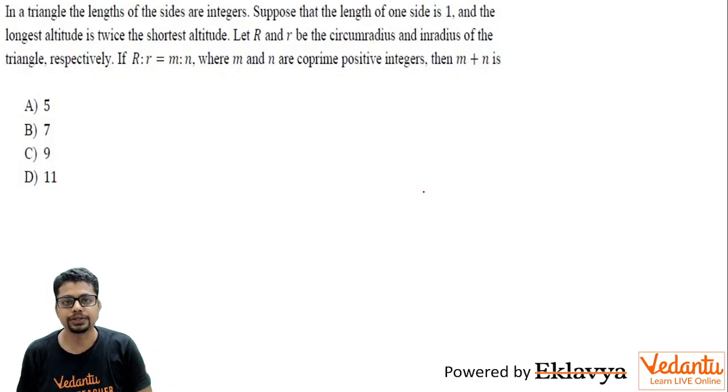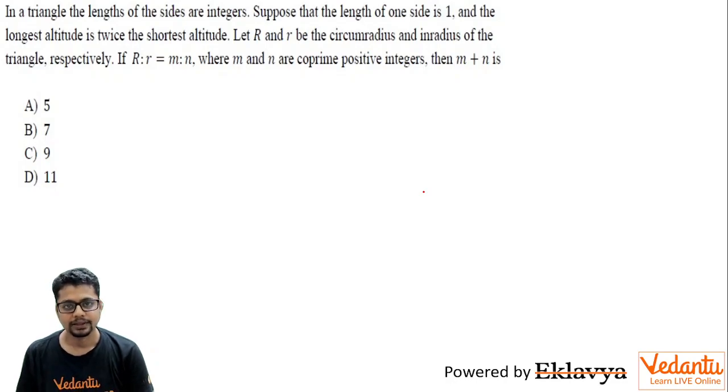Hi everyone, the question is: in a triangle the lengths of the sides are integers, of course positive integers, that means natural numbers. Suppose that the length of one side is 1 and the longest altitude is twice the shortest altitude. Let capital R and small r be the circumradius and inradius of the triangle respectively. If capital R ratio small r is m ratio n, where m and n are coprime positive integers, then m plus n is.